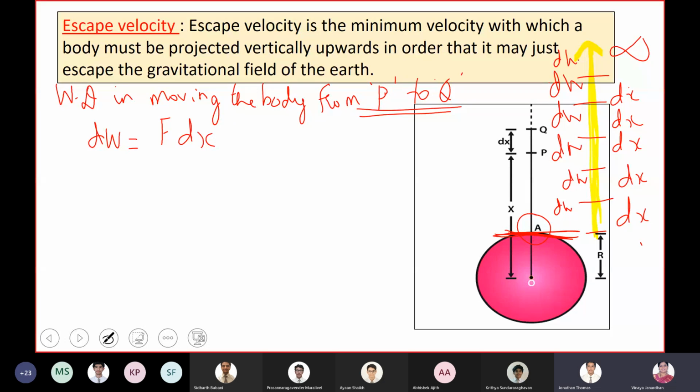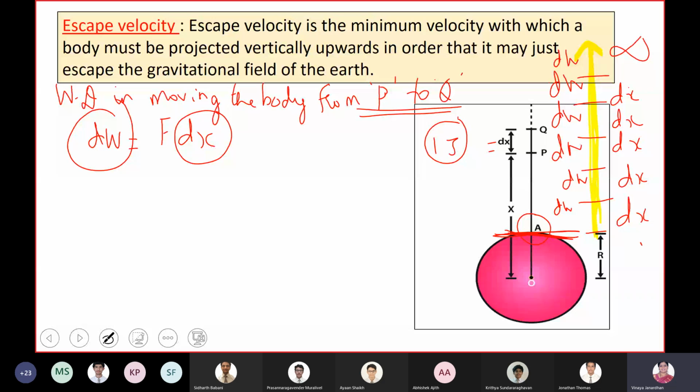Okay, how many times? It has to be added infinite times. Are you clear, boys? You have already calculated the work that has to be done in moving the body to a distance of dx. Say that work is 1 joule. To move the body to a distance of dx is 1 joule.